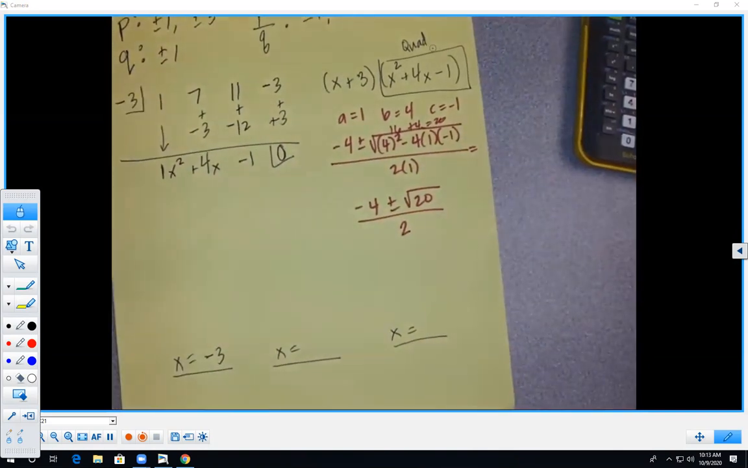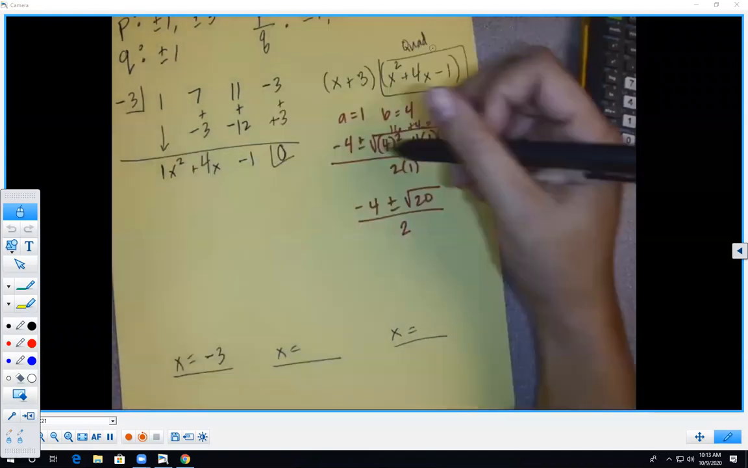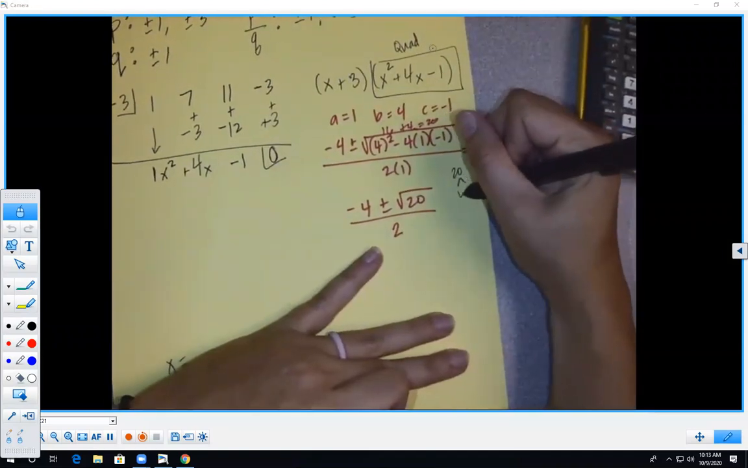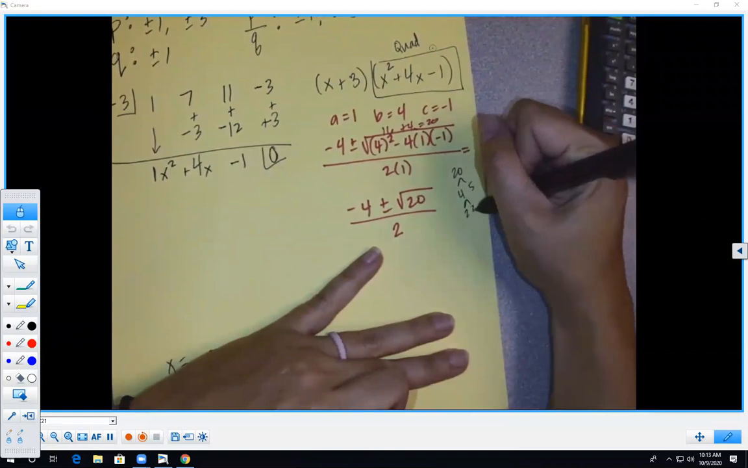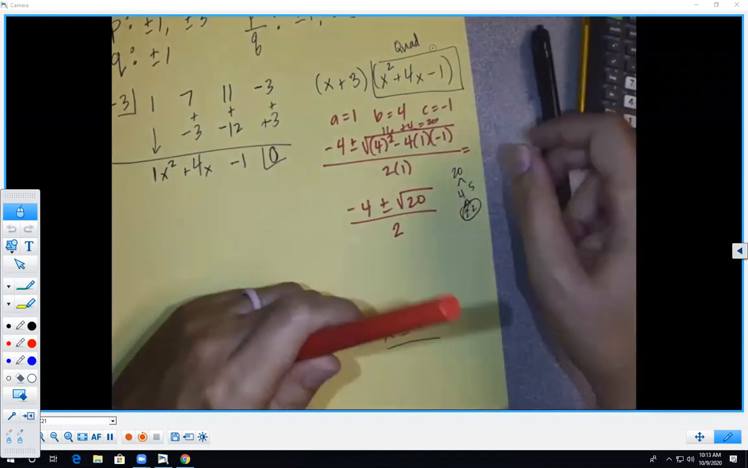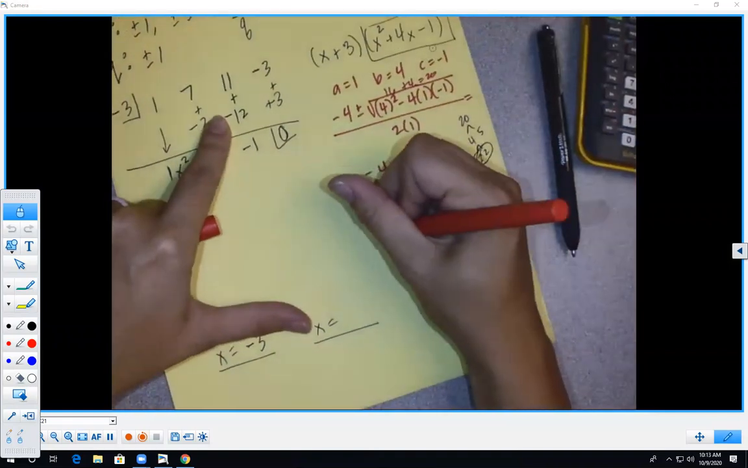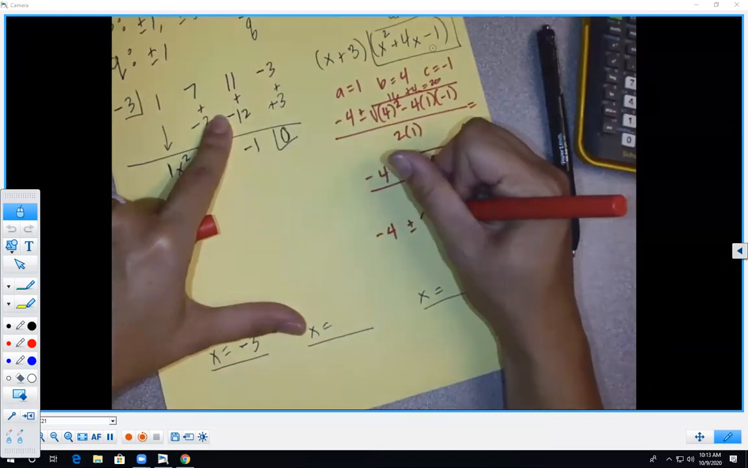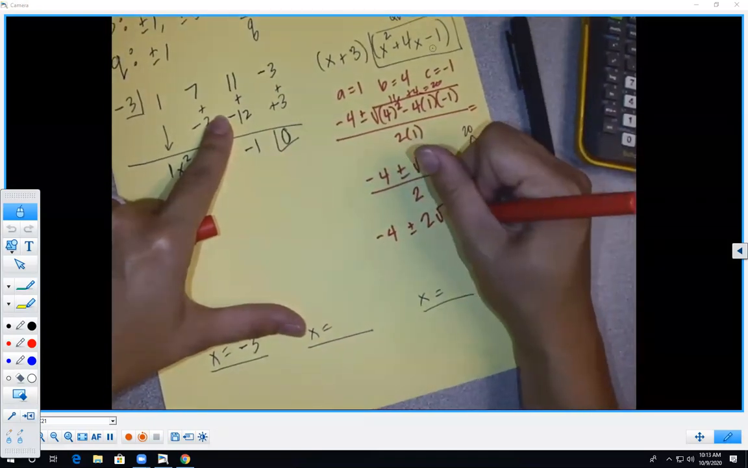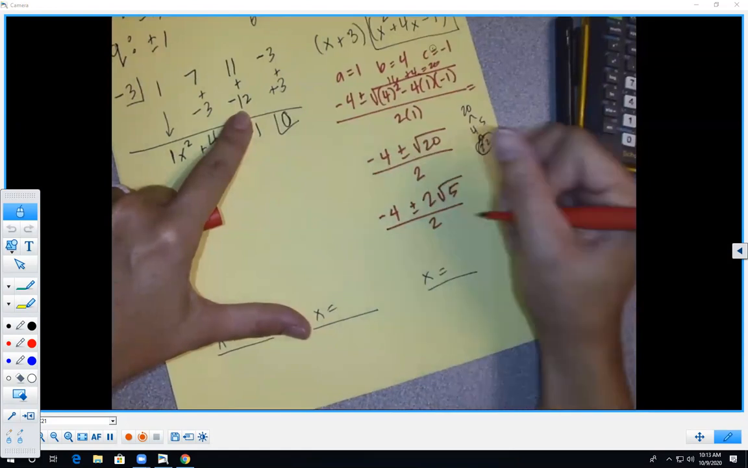I have a feeling that's going to simplify. Oh, sorry. So 20 can break down, and what can we pull out of the square root of 20? You come over to the side, 20 is 4 times 5, and the 4 is 2 times 2. I can pull a 2 out. So this becomes -4 plus or minus 2 times the square root of 5 left over on the inside divided by 2.